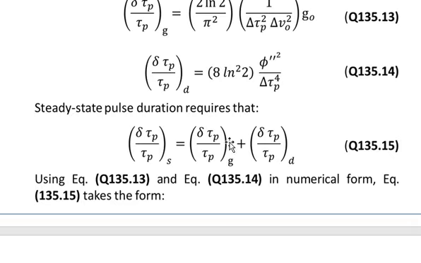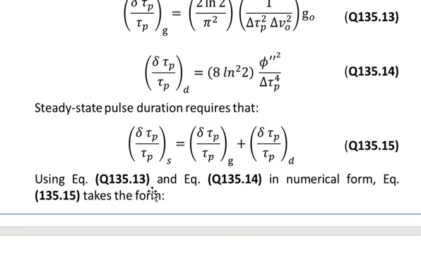So the two terms on the right hand side, that is D, are responsible for the broadening of the pulse, whereas the term on the left hand side is responsible for the shortening of the pulse. And if equation number 15 is satisfied, then the shortening of the pulse is balanced by the broadening of the pulse, and the steady state operation is carried out. That is, the pulse is neither broadened nor shortened when it travels under the steady state condition.